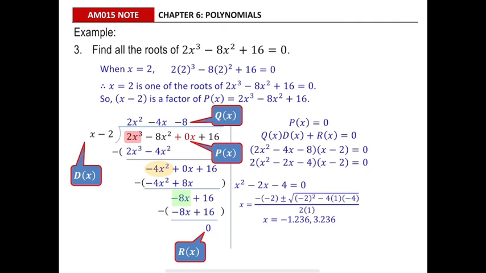And from the factor x minus 2, we get x equals 2. So, the roots are x equals 2, x equals negative 1.236 and 3.236.